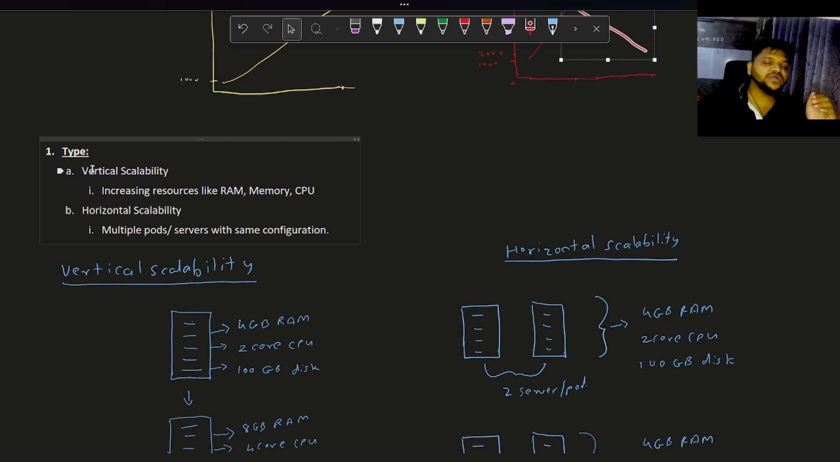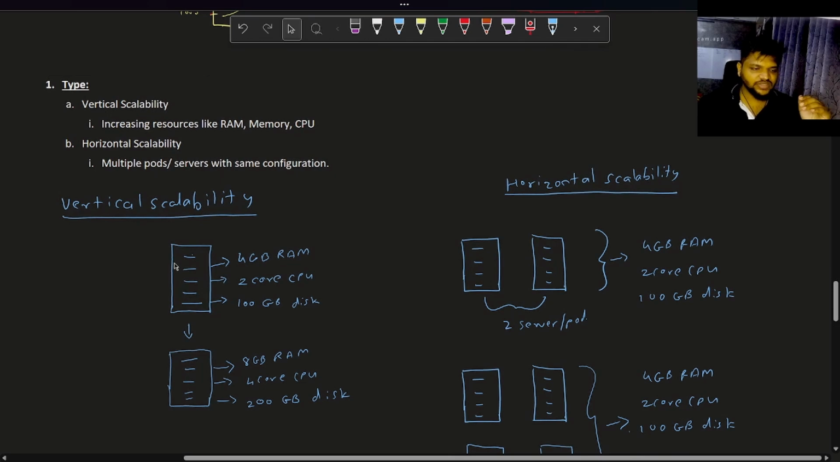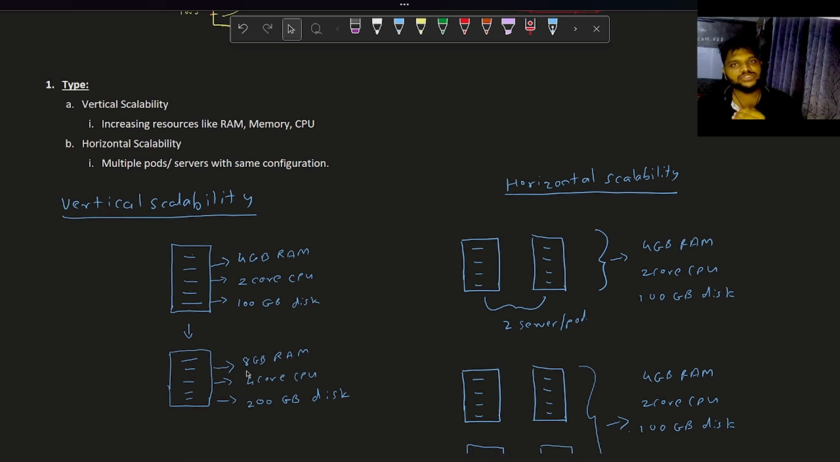So when we are saying vertical scalability, what does that mean? It means you have a server and in that case, you are increasing the resources. Let's take this particular example. I am having a server. Initially, my server configuration was 4 GB of RAM, 2 core of CPU, and 100 GB of disk. Now I have done a vertical scalability, meaning I have increased the resources, but I still have only one server in production. It is now 8 GB of RAM, 4 core of CPU, and 200 GB of disk.